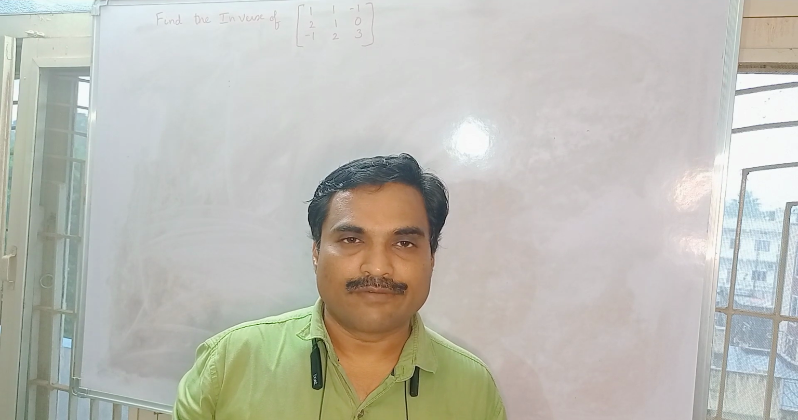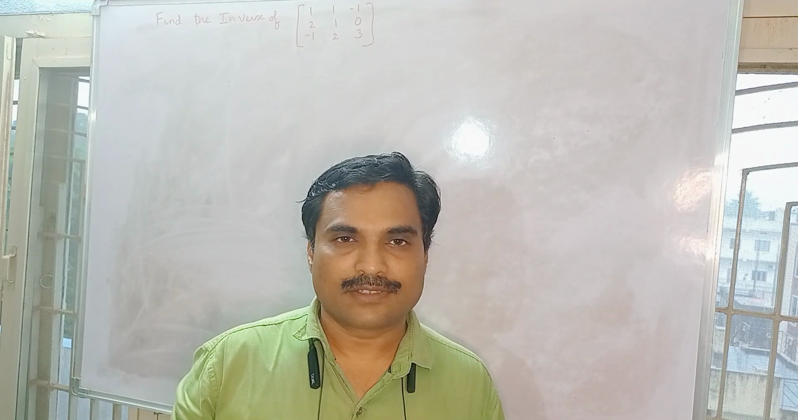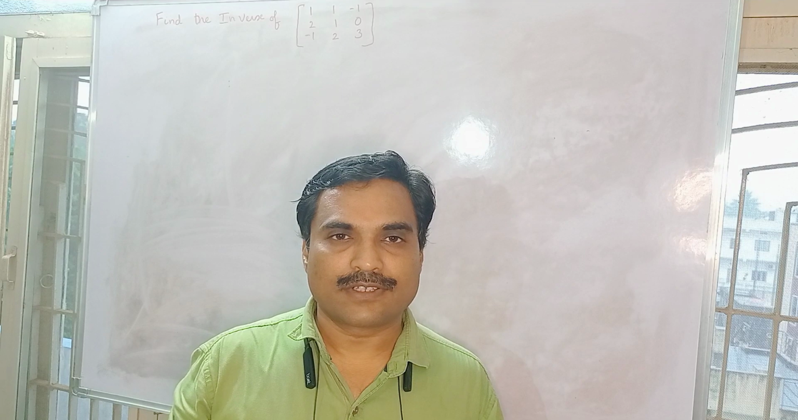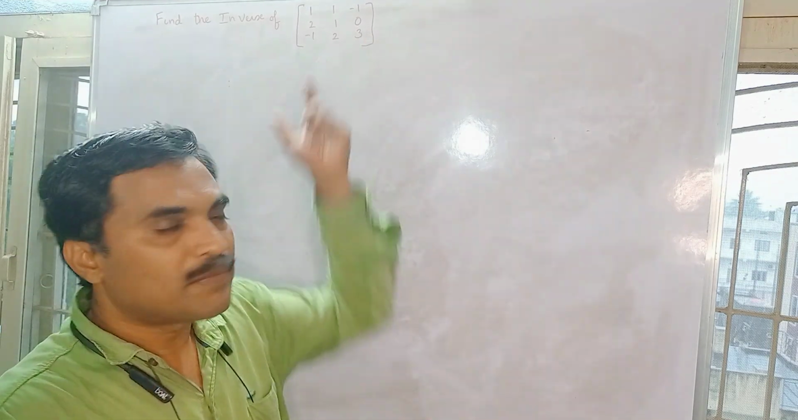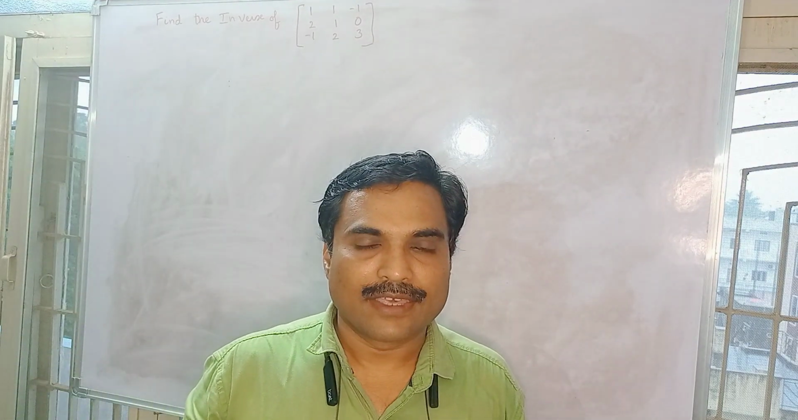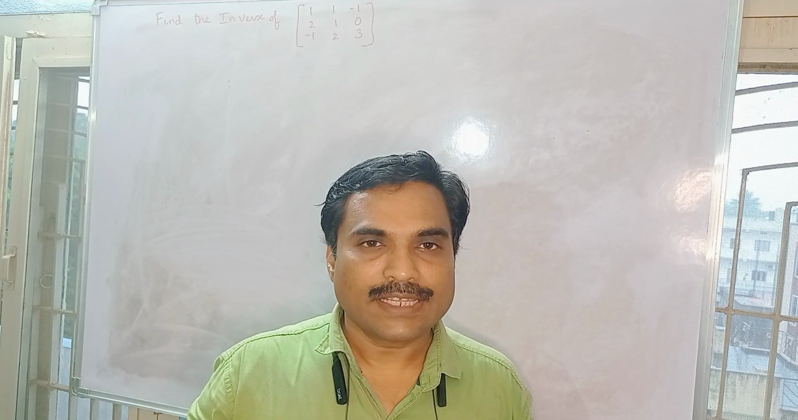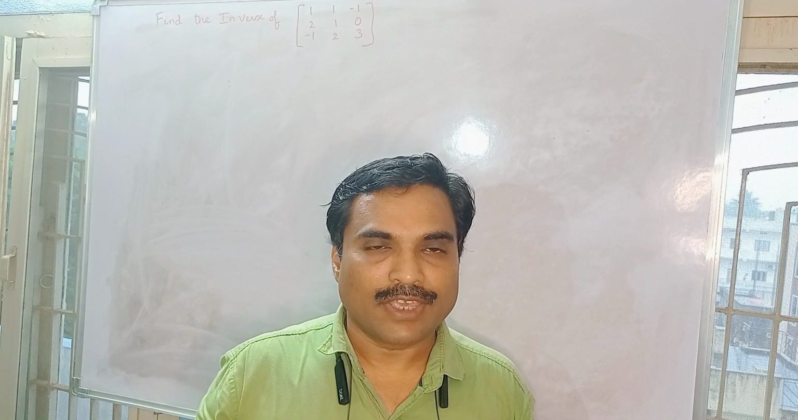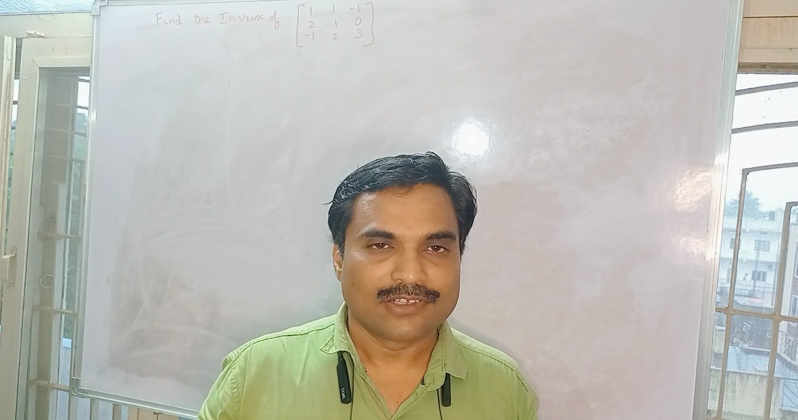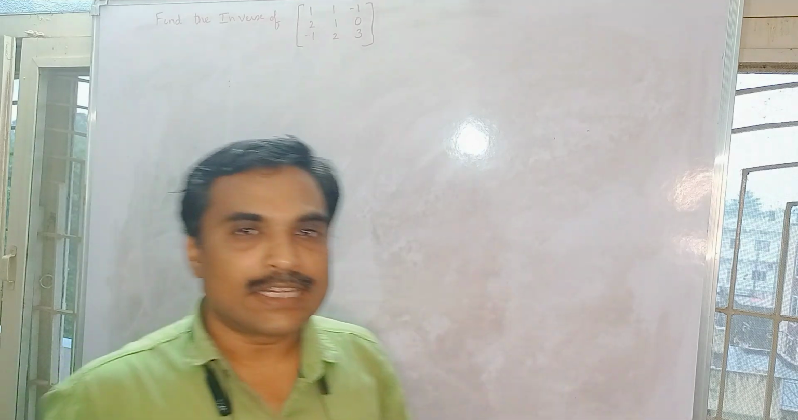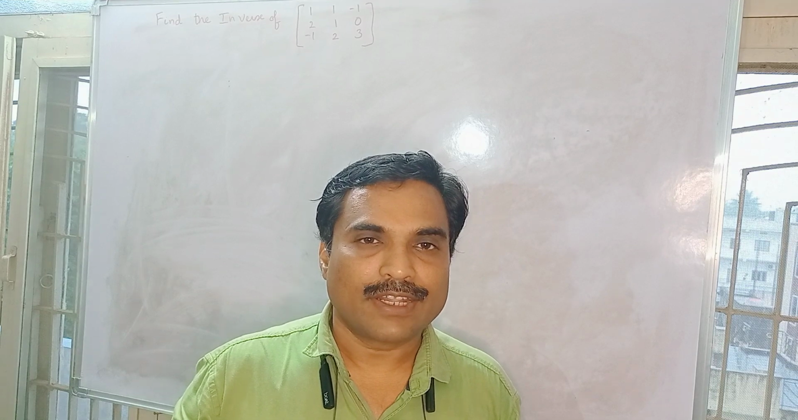So what is the inverse? How to find the inverse of a matrix? There is a formula to find this inverse. If we treat this matrix as some A, then the inverse of matrix A is 1 by del A, that is determinant of A, into adjoint A. So first you need to find the determinant of A and then you have to find the adjoint A.